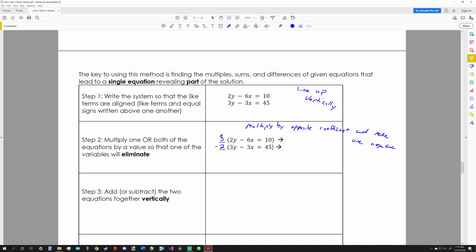When I do that, I distribute that to all 3 pieces. So all 3 terms. So I get 6y minus 18x equals 30. Right, I just distributed this 3 and multiplied it to all 3 terms. Now I'm going to distribute the negative 2 to all 3 of these terms, and I get negative 6y plus 6x equals negative 90.